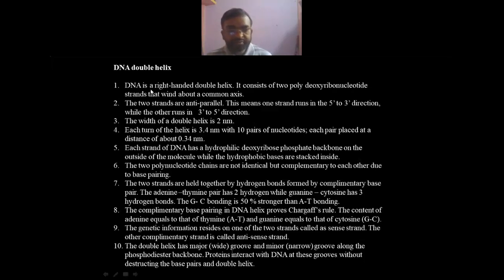Second, the two strands are anti-parallel. This means one strand runs in the 5 prime to 3 prime direction, while the other runs in the 3 prime to 5 prime direction. One correction: this is pronounced 5 prime to 3 prime, and 3 prime to 5 prime. It is not a dash, it is a prime. Why is this prime given? Whether you are aware of why 3 prime, 5 prime?